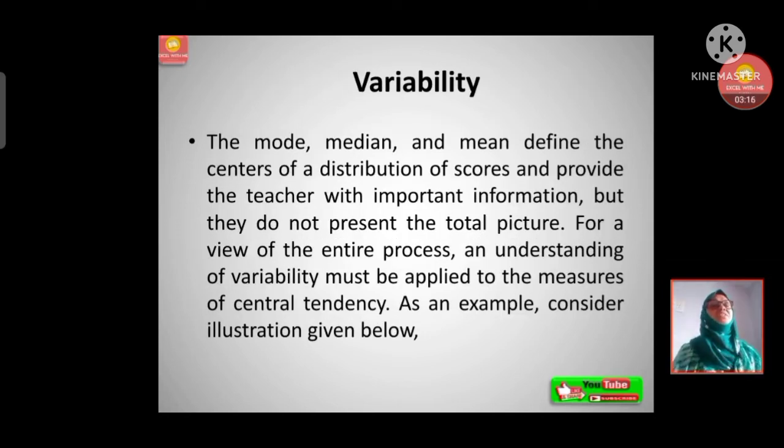Now, what is variability? The mode, median and mean define the centers of a distribution of scores and provide the teacher with important information, but they do not present the total picture. For example, if we take any subject, take all the scores and take the average, that doesn't give a pure idea of the research problem we have taken. An understanding of variability must be applied to the measures of central tendency. As an example, consider this illustration given below.